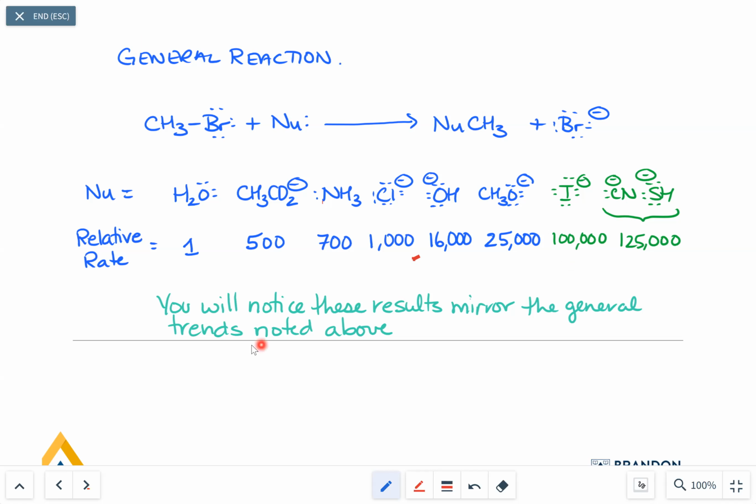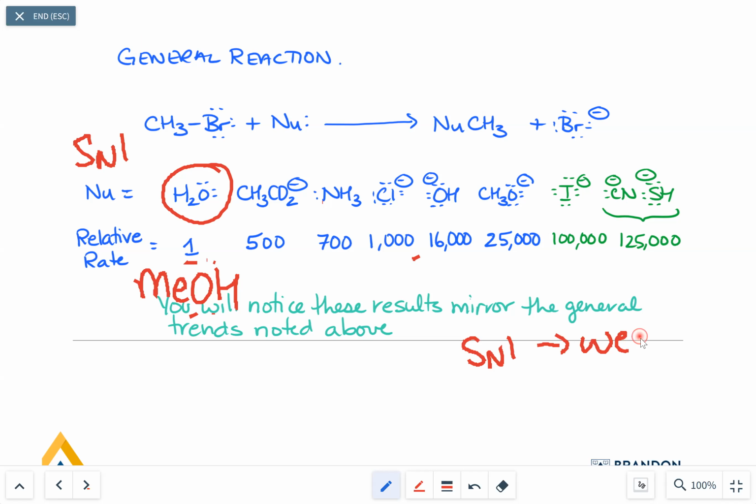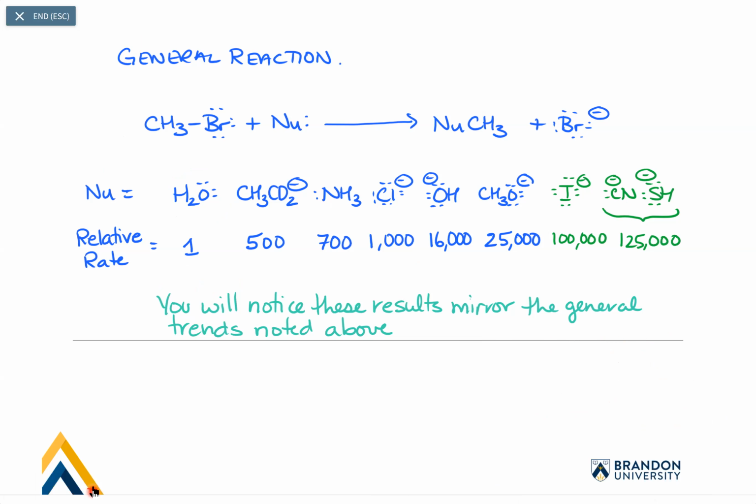If we go back a whole bunch of slides, you remember the two examples we did the mechanisms for? One was using water as the nucleophile for the SN1. The other one was using methanol as a nucleophile. So both weak. This would probably be slightly faster than one, but it's going to be a really weak nucleophile. So in SN1, we're going to want to use weak nucleophiles. In SN2s, we're going to want to use strong nucleophiles.